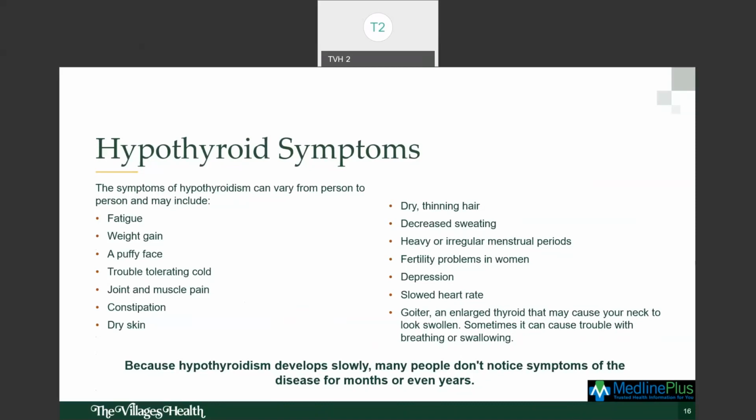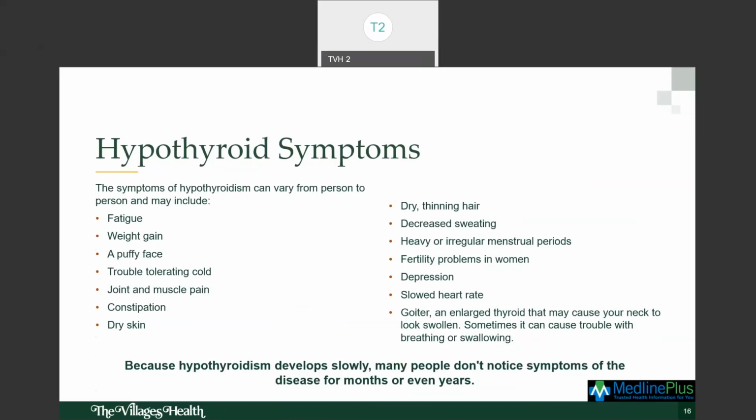So you can see how they're opposite. With the hyper, we had the fast heart rate, we had the diarrhea, we had weight loss. Now with hypo, we're having the complete opposite. Goiter is also a symptom of hypothyroidism. The enlarged thyroid can put your hormones just completely out of whack. It may be producing more hormones, or it could be causing it to produce less. Because hypothyroidism usually develops slowly, many people don't notice any of the symptoms for many months or even years until the symptoms become more severe.